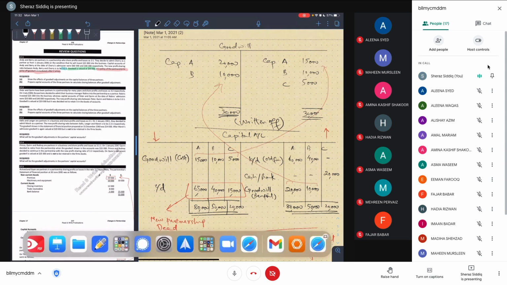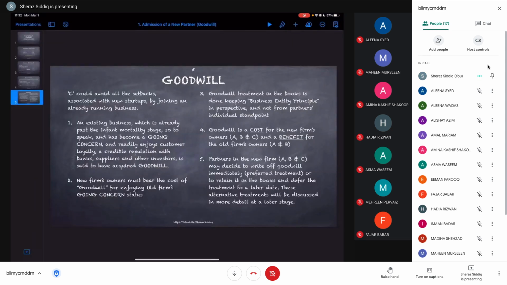Let me take you back to the last point, the 5th point here. जो हमने last पॉइंट हमने कहा था कि हम थोड़ी देर बाद आके उसको देखेंगे. Now let's see. Now the partners in the new firm A, B, and C may decide to write off goodwill immediately, which is the preferred treatment. And what we just did, we wrote off the goodwill account, right? We followed the preferred treatment, right? Or they would want to retain it in the books and defer the treatment to a later date.